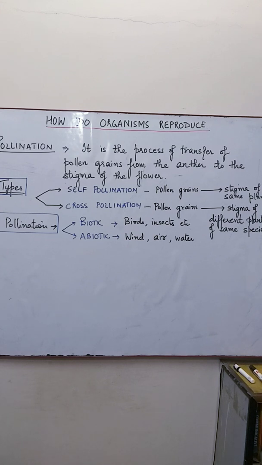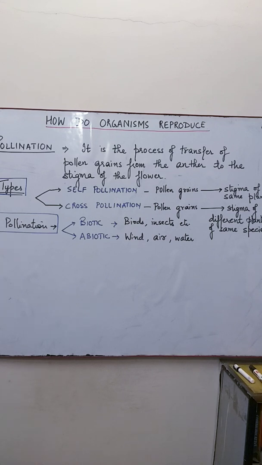Pollination is the process of transfer of pollen grains from the anther to the stigma of the flower. What does that mean? Actually, when the flower is matured, and all the gametes, that is the pollen grains and the ovules, are properly mature, then within the anther are the pollen grains. When the anther ruptures, these pollen grains need to land on a suitable stigma. Unless and until this happens, there will be no fertilization. So it is the process of transfer of pollen grains from the anther to the stigma of the flower.